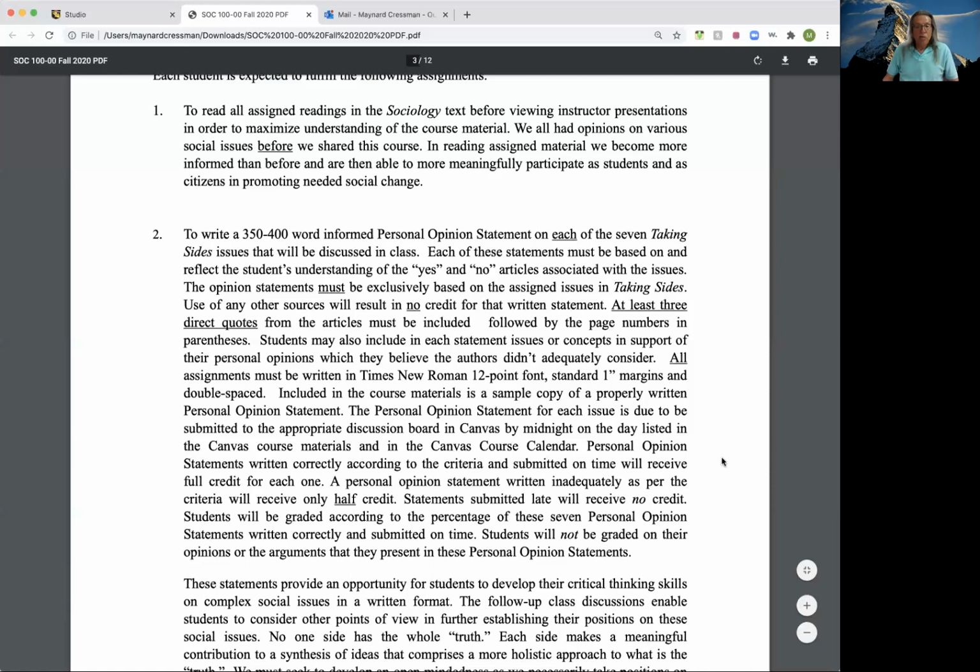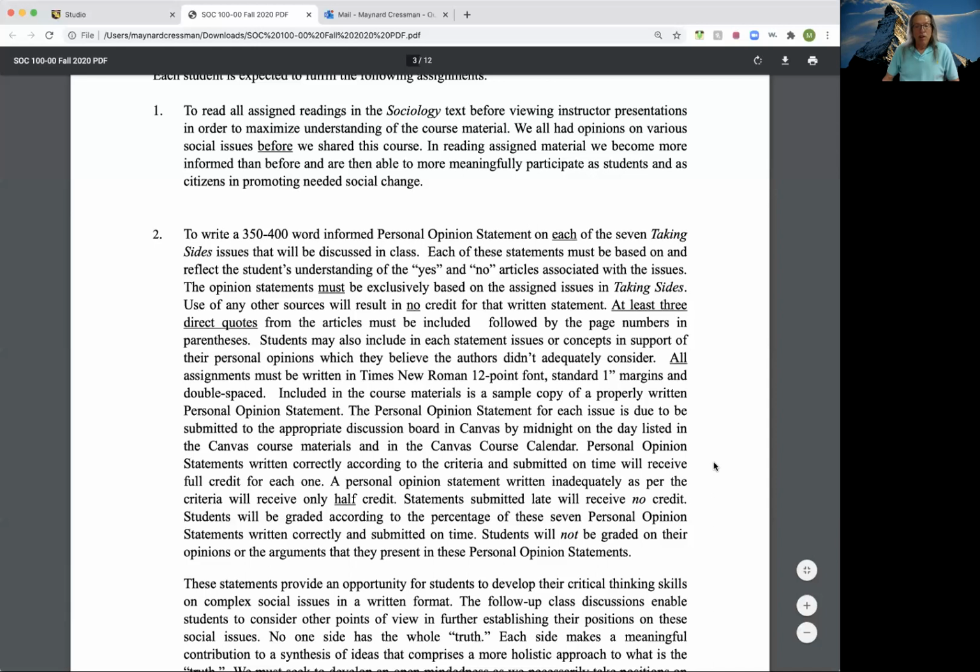Okay, personal opinion statements written correctly according to the criteria and submitted on time will receive full credit for each one. Now, on time means, like the first one is due, looking at the calendar, September 6th by midnight. You can submit it before then, but you got to submit it by midnight on September 6th. If you submit it at 12:01, you will receive no credit because it's late.